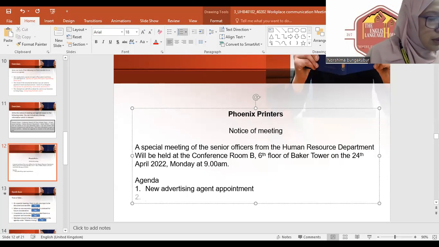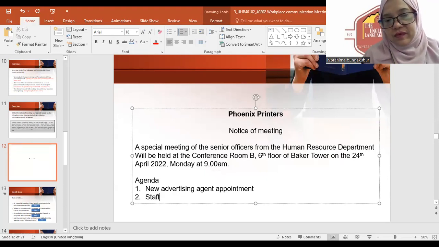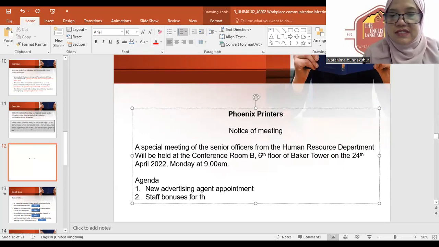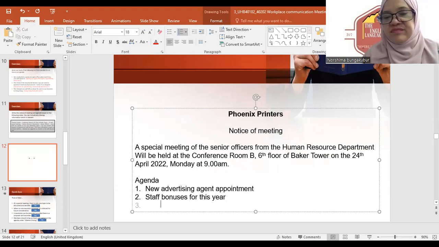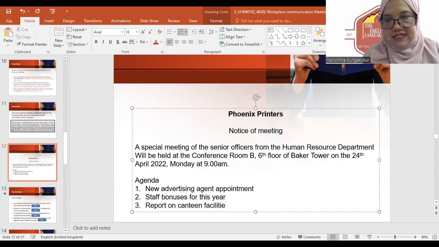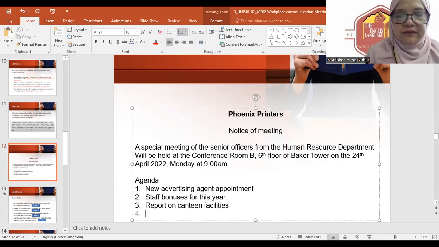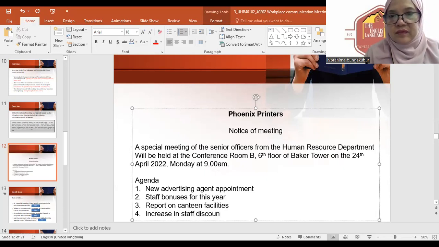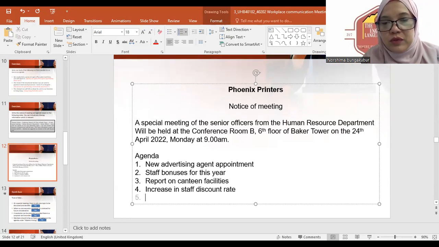Secondly, they will discuss the staff bonuses for this year. And the third one, there will be a report on canteen facilities. And the fourth and the last one, we'll discuss the increase in staff discount rate. Okay, cool. So what do I do next?